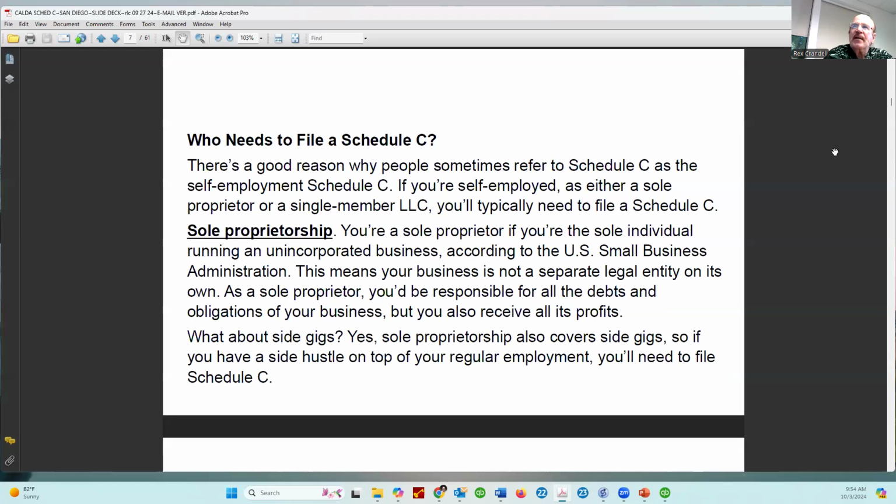If you're the individual running the business, according to the U.S. Small Business Administration, this means your business is not a separate legal entity, and as the sole proprietor, you're responsible for all the debts and obligations of your business, but you also receive all its profits. What about side gigs? Yes, sole proprietorships also cover side gigs. So if you have a side hustle on top of your regular employment, you'll need to file Schedule C.